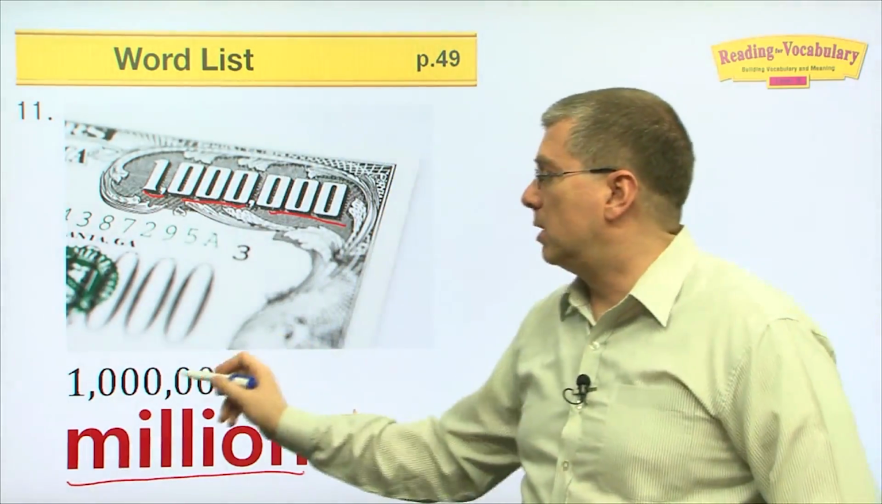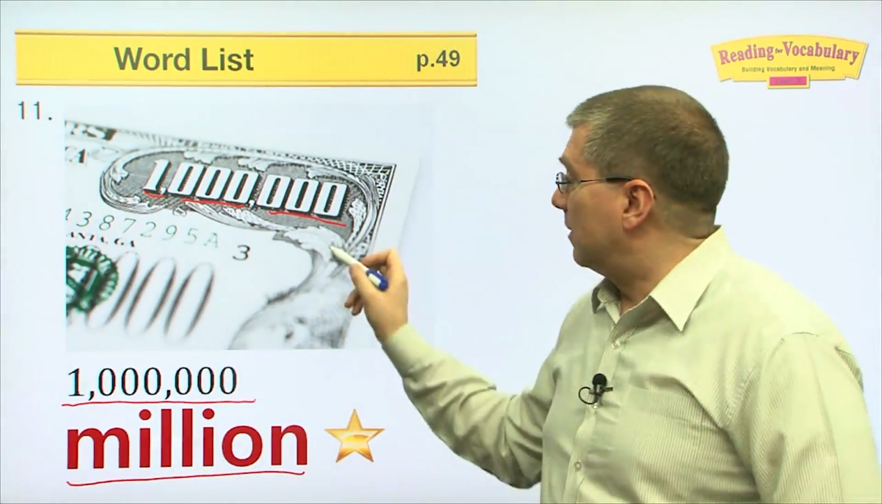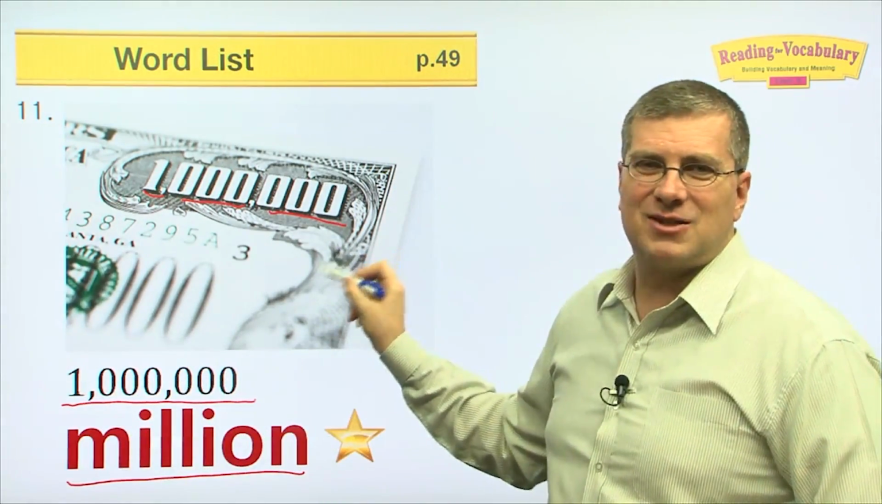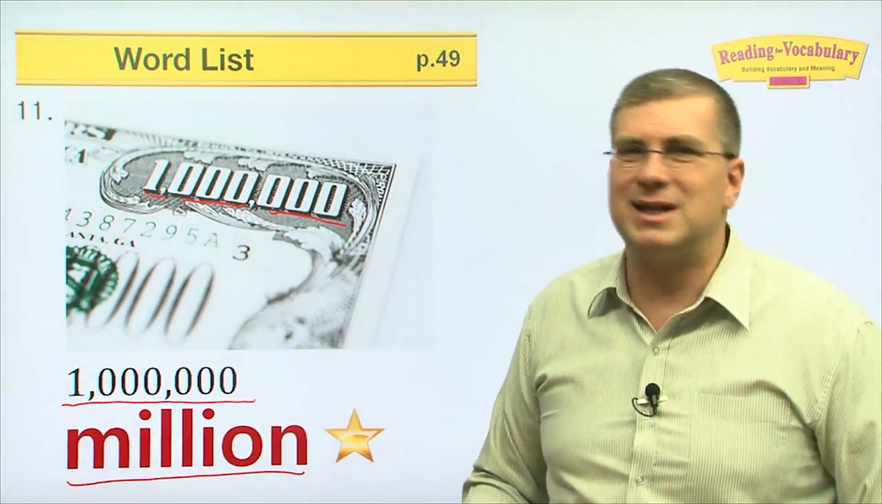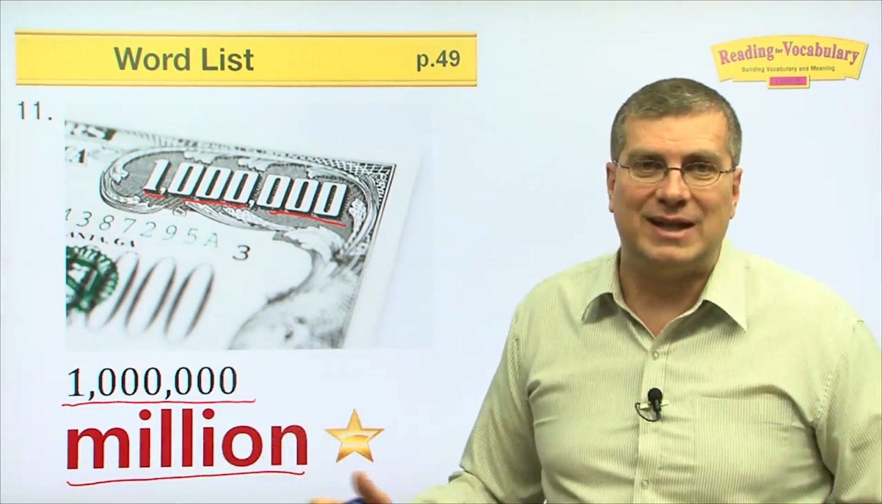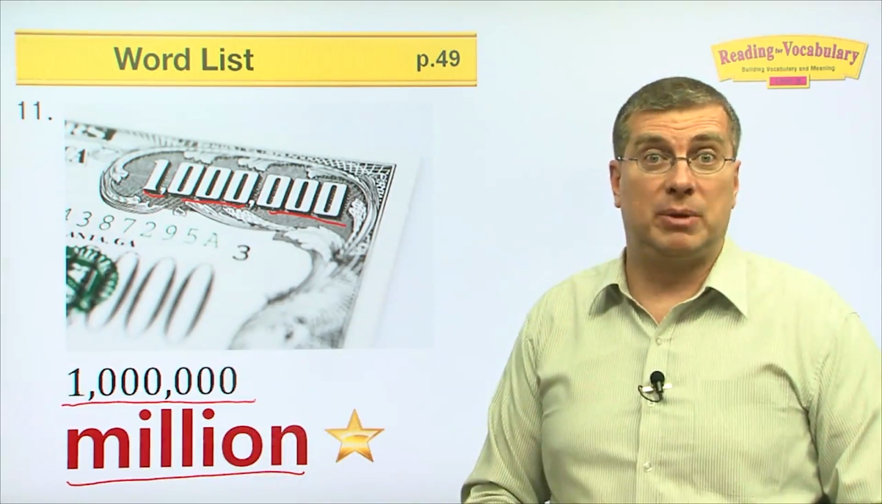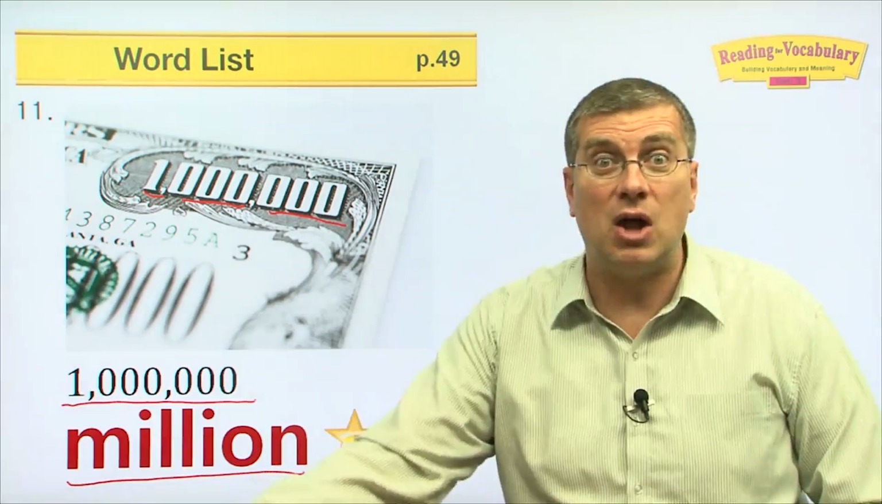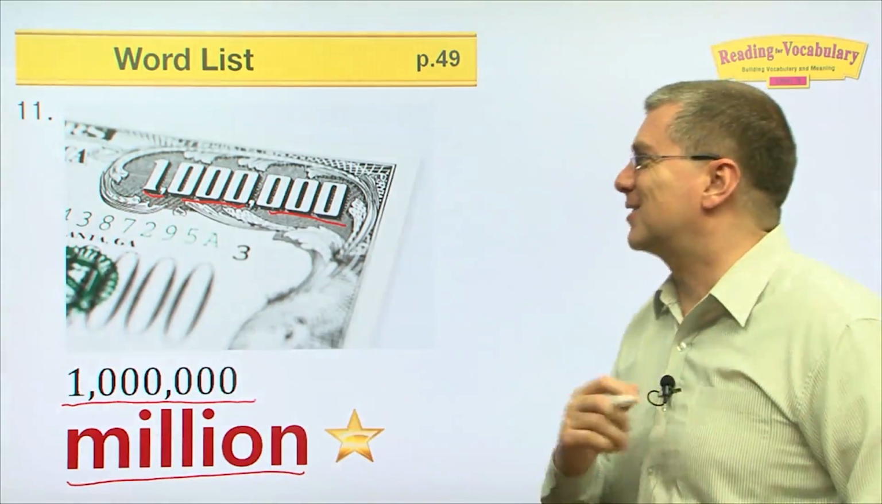So 1 million, that's a really big number. I think this picture is not real. I don't think there's a real $1 million bill. That's crazy. Can you imagine going to a store? Yeah, I'd like some milk, please. Here. $1 million. Do you have change? That's crazy. Okay, next one. 12.